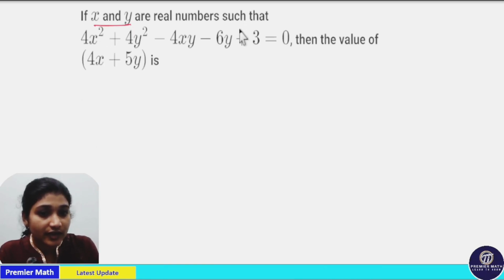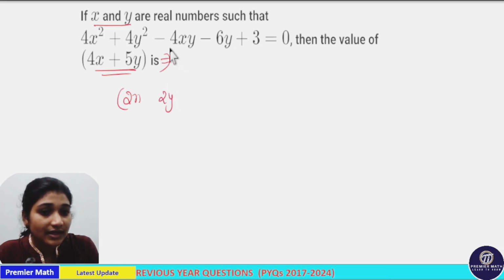If x and y are real numbers such that 4x square plus 4y square minus 4xy minus 6y plus 3 equal to 0, then the value of 4x plus 5y is. Here 2x the whole square is 4x square and 2y the whole square is 4y square. But here we have minus 4xy and we have an extra 6y, an extra y term.